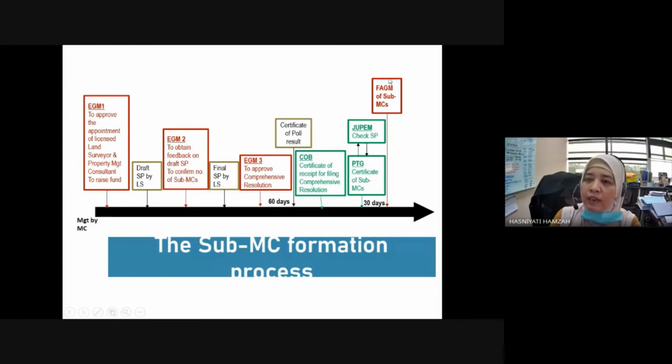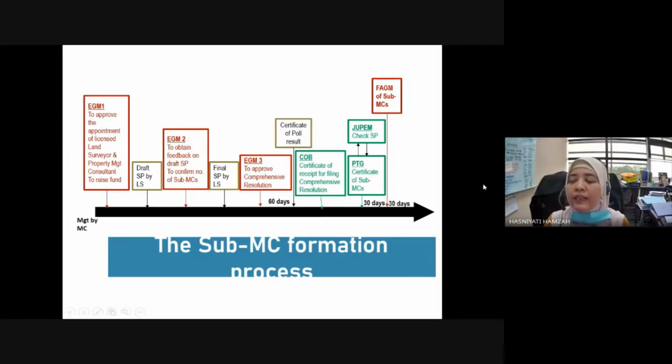Kenapa untuk adakan FAGM ni? For them to appoint the sub-management committees, which is minimum 3 just now. And in the sub-MC, 1 representative from the MC must be appointed. Faham? So maknanya, from the original MC just now, if you have 10 proprietors or 10 members, 1 of the 10 members need to sit in the sub-MC di sini. Okay, mesti ada wakil daripada MC, supaya dia boleh report kepada mak dia, kepada MC lah.